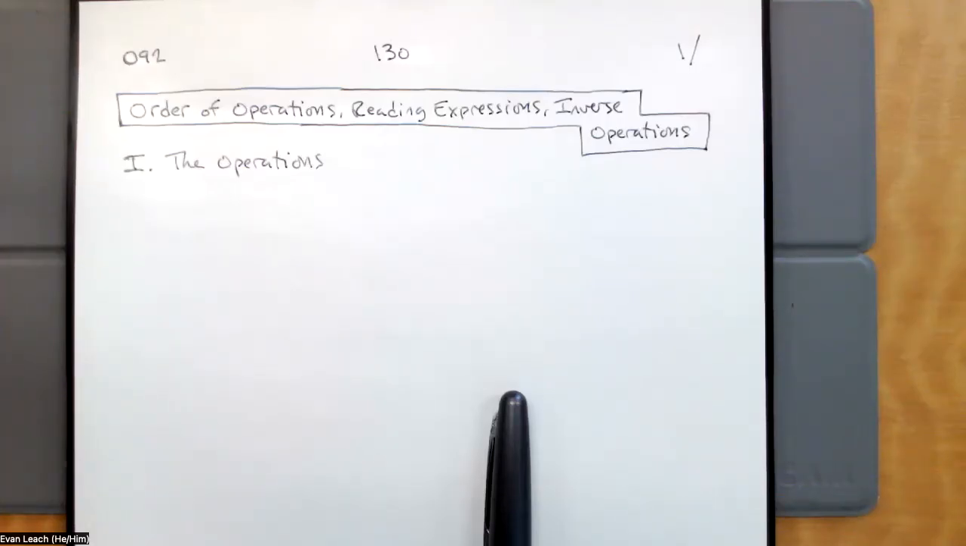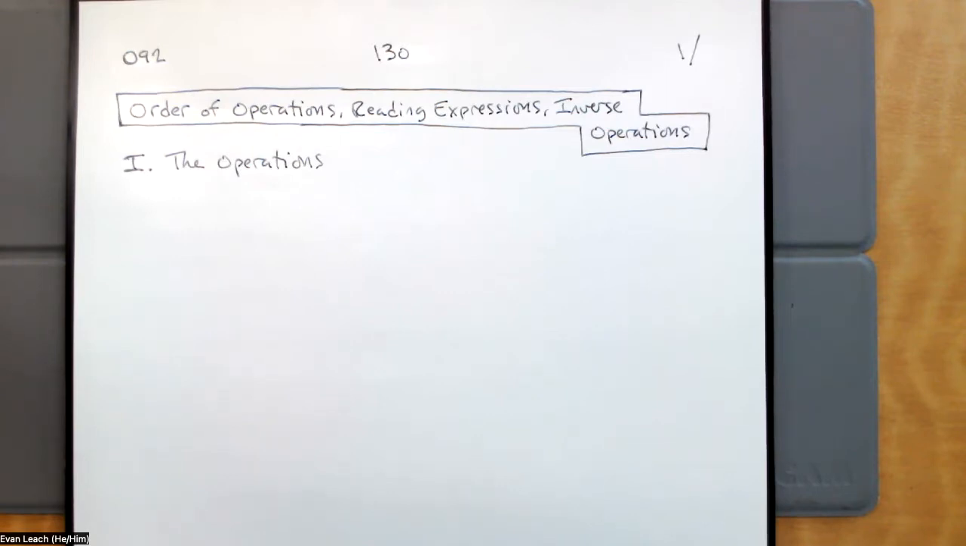Today, we want to shore up our understanding of operations and how we use them and how we write about these operations so that we can incorporate trigonometric functions into our operations. So we're going to start with the operations, then we're going to talk about the order of operations, which is going to be not PEMDAS. Then we're going to talk about reading expressions, and then we can talk about inverse operations. Then we'll see how trig functions get incorporated into this.